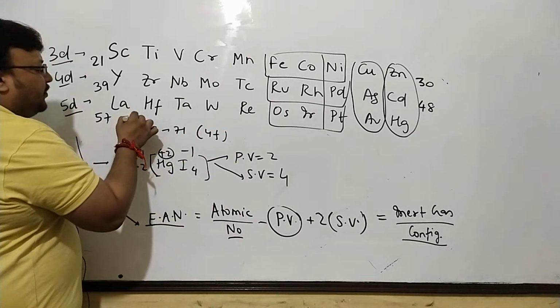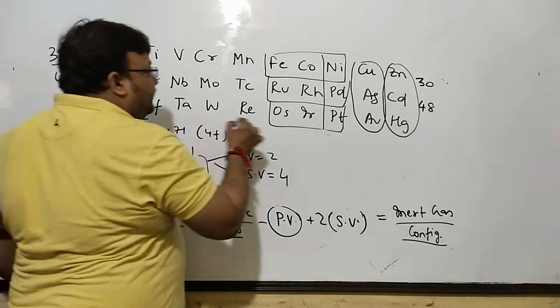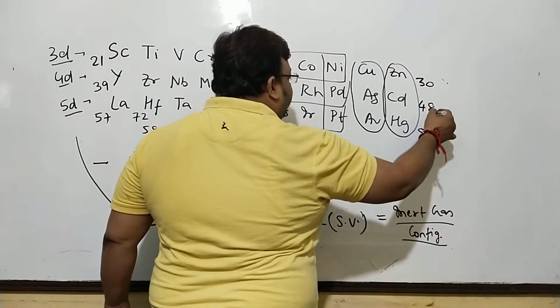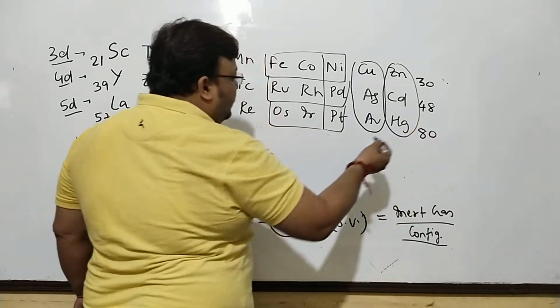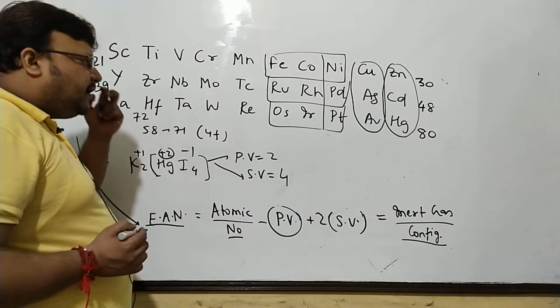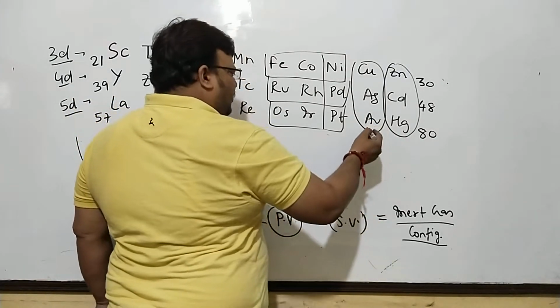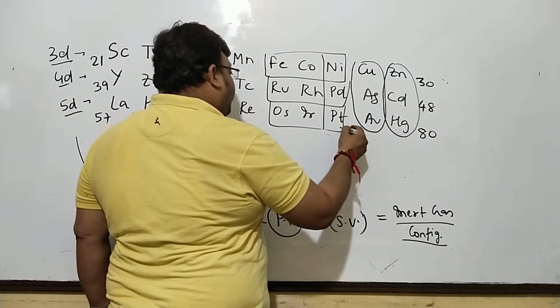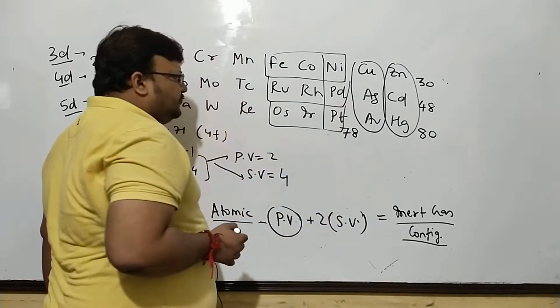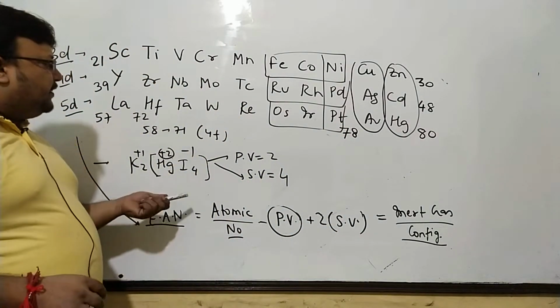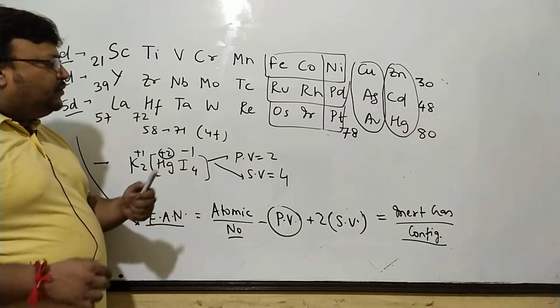Here again you will want to resume from 72, and the difference will become 32, from 72 to 80, because 14 would have gone to the F orbitals. And this is where remembering mercury 80, gold 79, platinum 78 would help not only in finding the effective atomic number but also in due course.